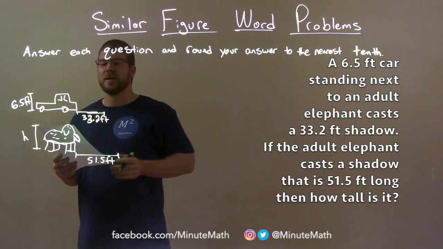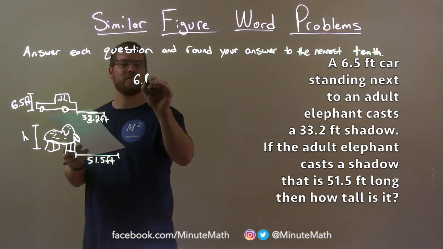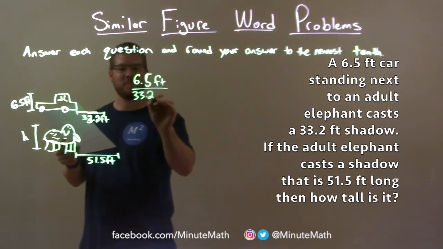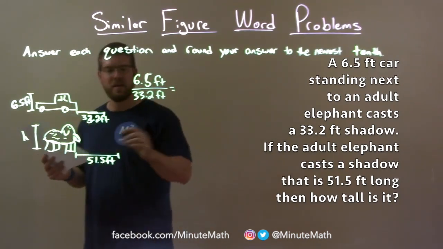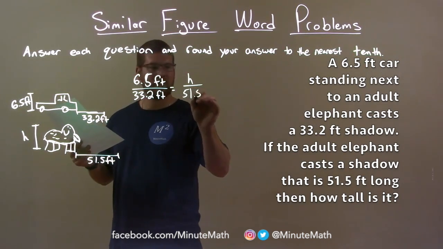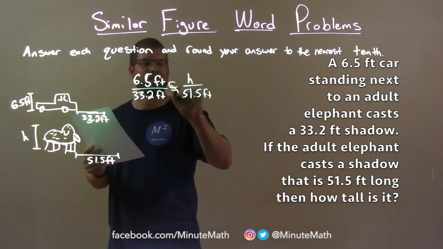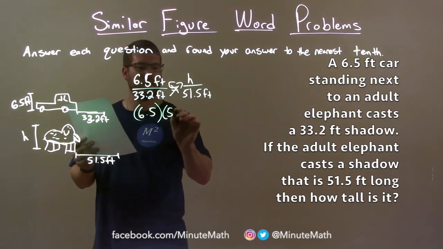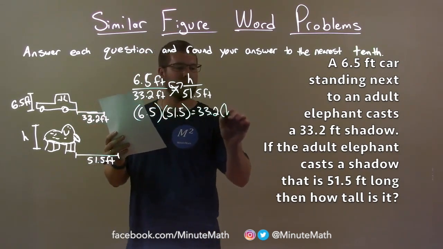Alright, let's set up a proportion here. So, 6.5 feet over 33.2 feet. So we have a height to shadow ratio for the car. Should be the same ratio as the height to shadow ratio for the elephant, h over 51.5 feet. Now let's solve for h. We cross multiply. 6.5 times 51.5 should equal 33.2 times h.